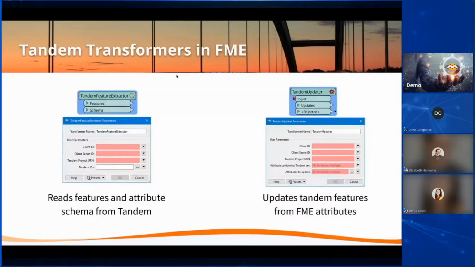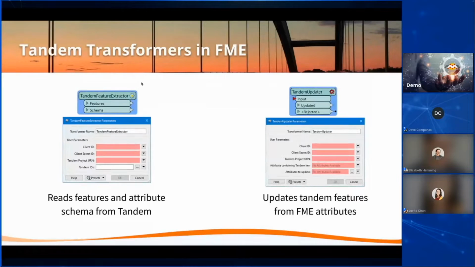So on the FME Hub, we have two transformers designed to work with Tandem, the Tandem Feature Extractor and the Tandem Updater. You'll see here that there are a number of fields that have to be filled in when using these transformers. Most of them have to do with the authentication to talk to Tandem and also the location of the Tandem model. Now, to get these credentials, we're going to have to take another step, and we are going to have to prepare Tandem to be worked with FME.